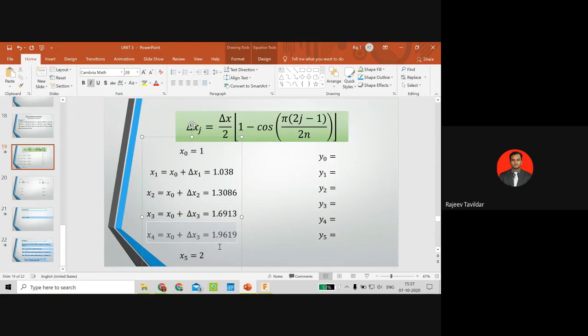You can just try it out by putting 5 values instead of 4. You will get that x5 will be the same as x4. This is the reason why the design or synthesis of mechanism is limited to 4 position. We are not going for 5 position because the value will keep on repeating after the 4th position.